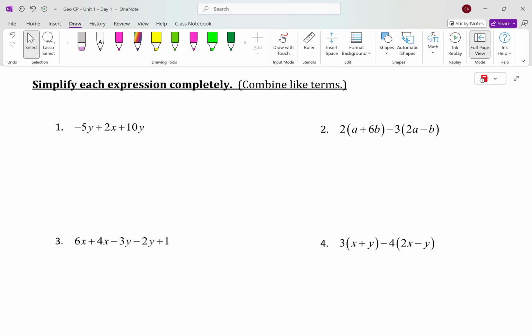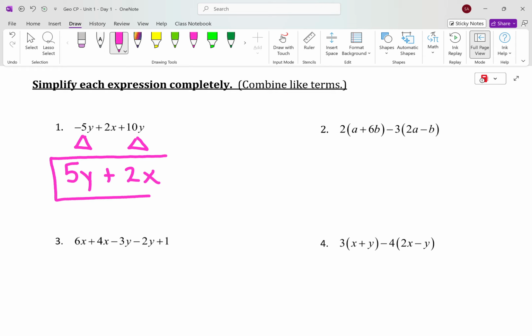So I see a negative 5y. And I see a 10y. I see that they're like terms, so I'm now going to add them. So I have a negative 5y plus 10y is going to give us a positive 5y plus 2x. I cannot combine a 5y and a 2x because they're not like terms, they're different variables. So we end it here. This is our simplified expression.